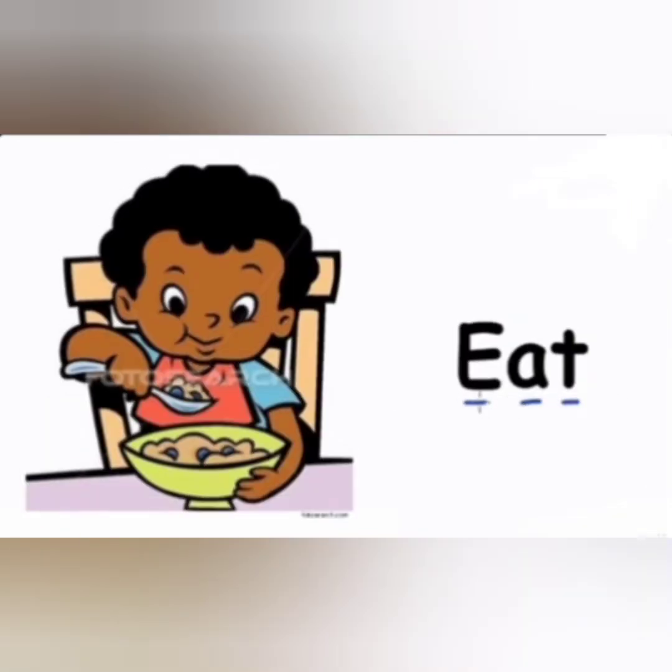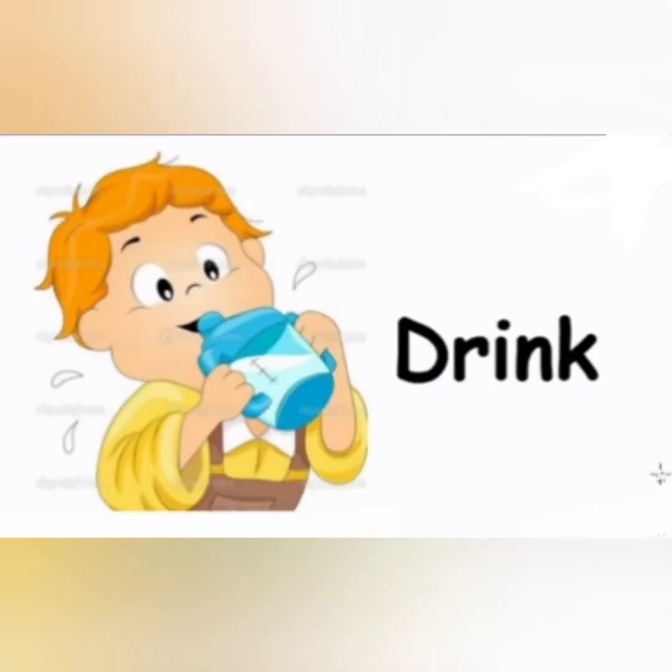Now what is the next one? Eat. What is the next action word? Eat. And what is the spelling of eat? E-A-T. Eat. Okay, the next one is drink. Drink. See, the boy is drinking milk. What is the spelling of drink? Let's read it together.